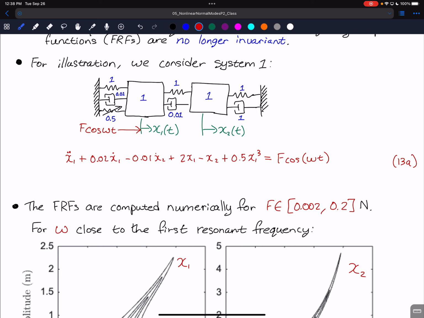You'll notice here the damping is relatively weak, which is typical for vibratory systems, but the linear stiffness, and in this case the nonlinear stiffness, is not weak in this regard. The second equation is going to be x2 double dot plus 0.02 x2 dot minus 0.01 x1 dot plus 2x2 minus x1, and that's equal to 0, and we can call that 13b.